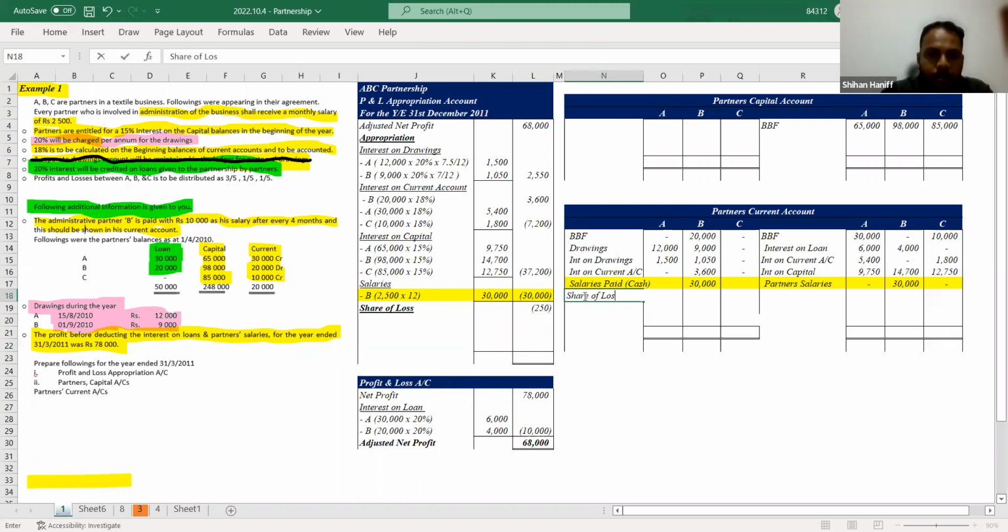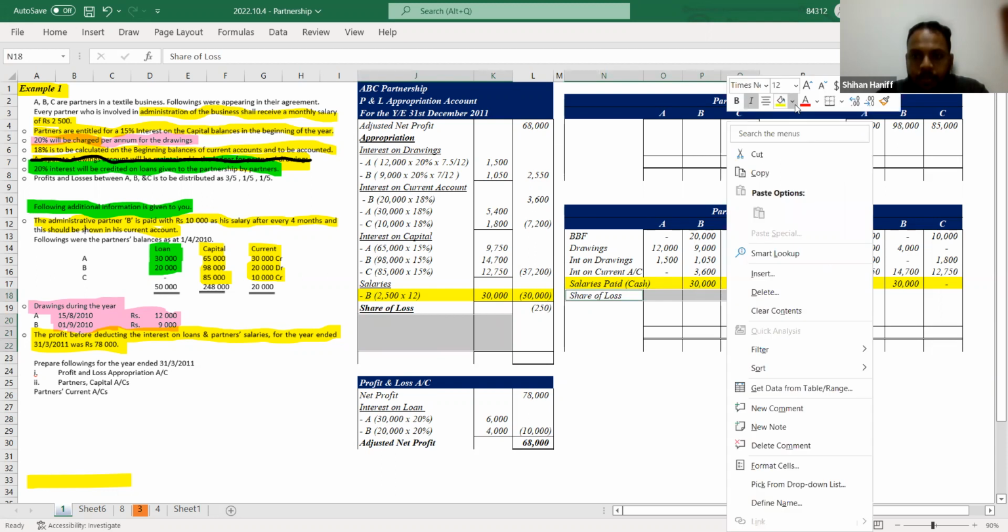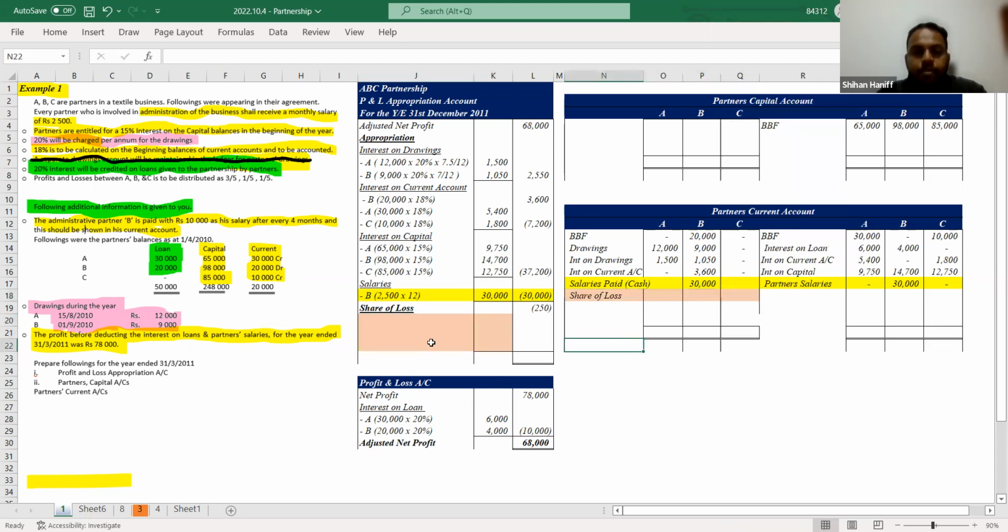David. 3:1:1. 150, 50, 50. That's it. So we can complete the remaining.